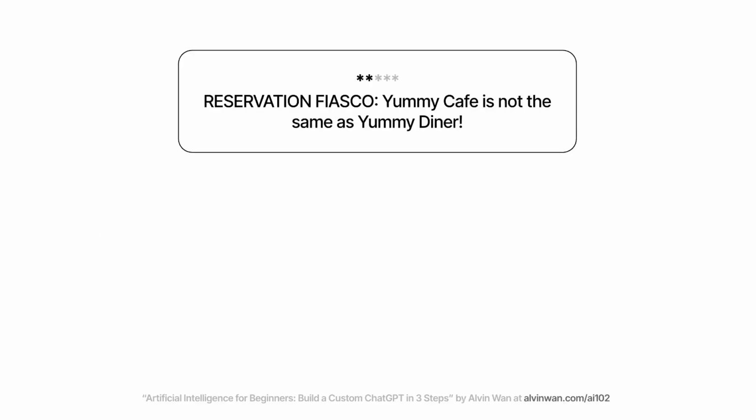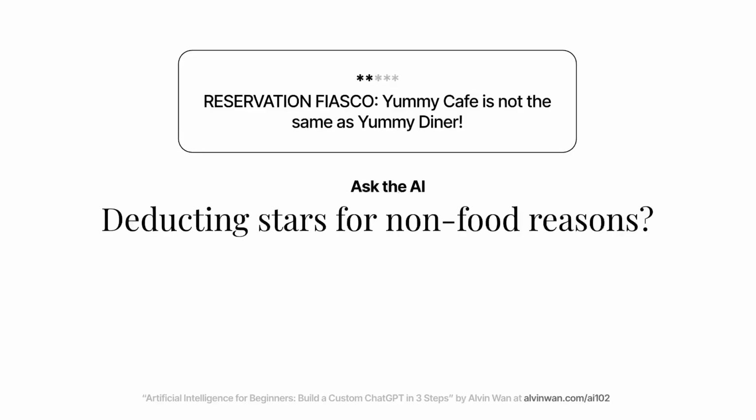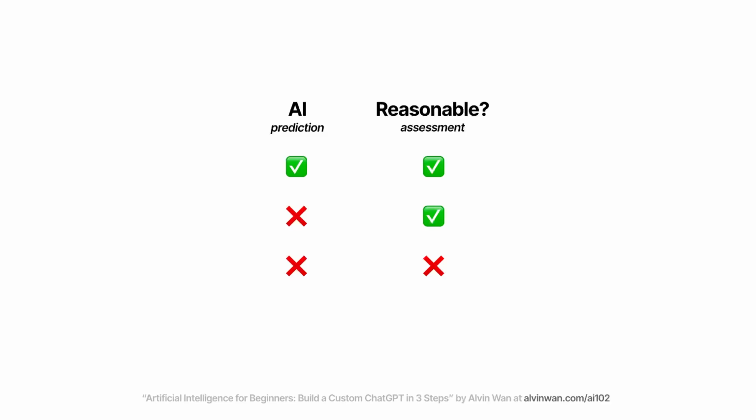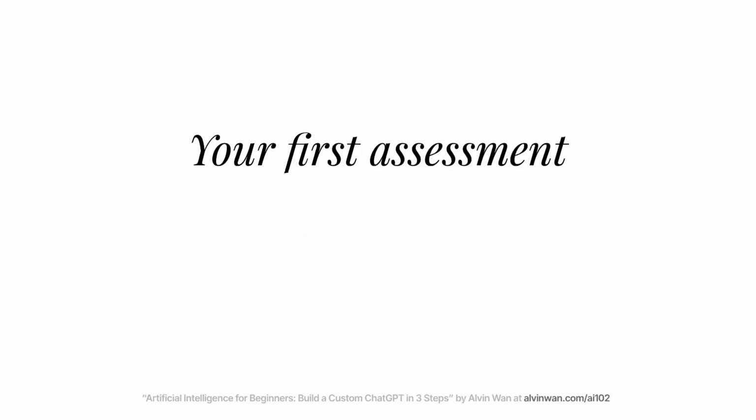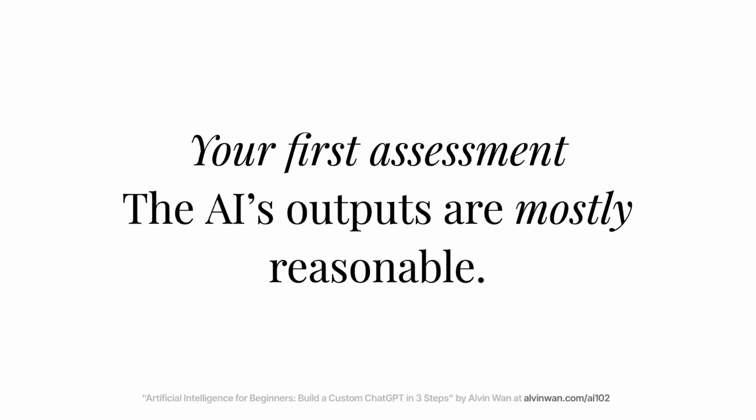Here's a review that shows confusion about the restaurant's name. We ask the AI, does this review deduct stars for non-food reasons? The AI makes a prediction. No. Do I find no reasonable? This time, I don't. The review deducted stars for the restaurant's name, not the food. The AI fails this third check. Here is the AI's scorecard. We find the outputs reasonable 2 out of 3 times. So in conclusion, your first assessment is that the AI's outputs are mostly reasonable.